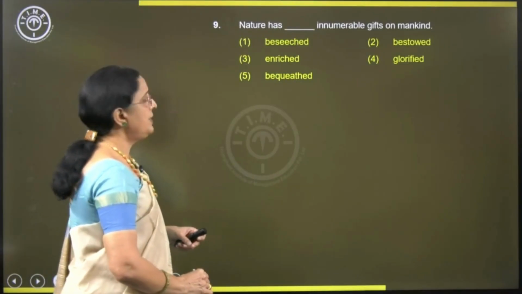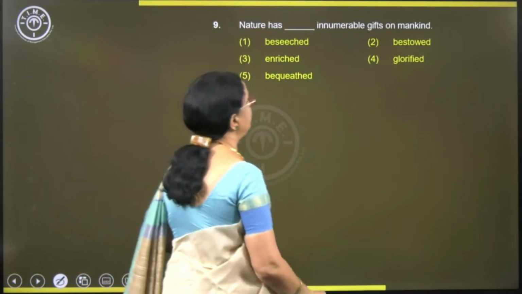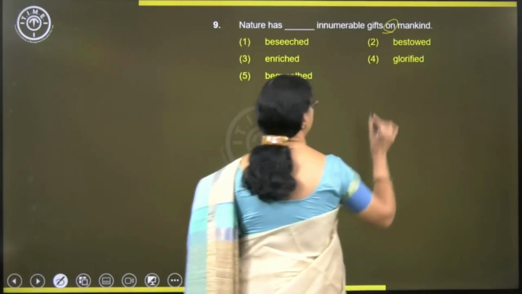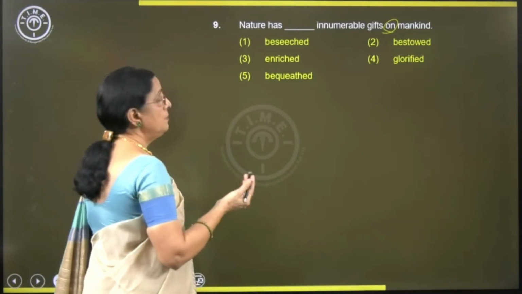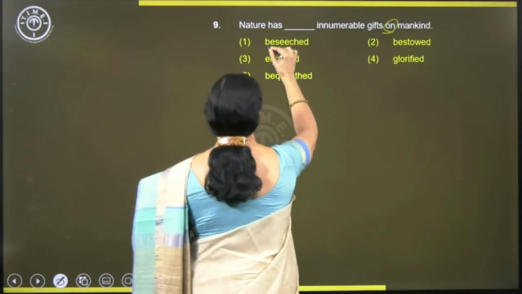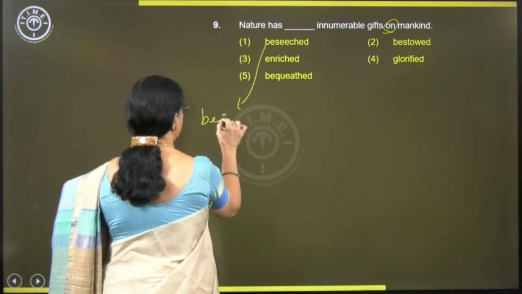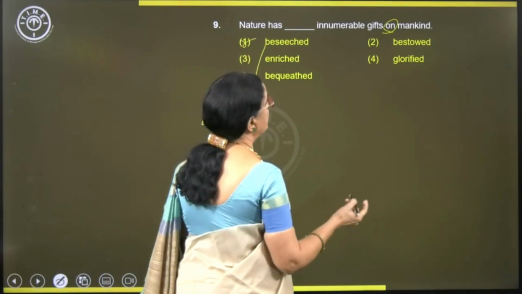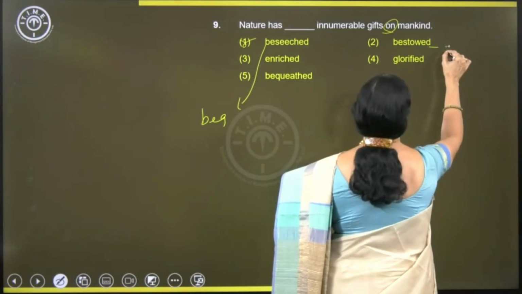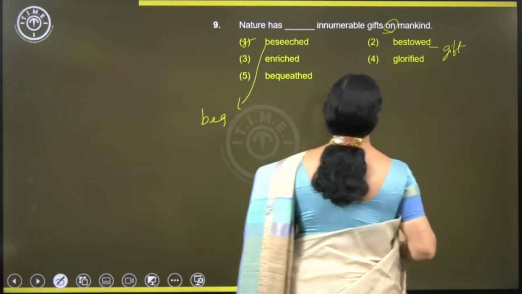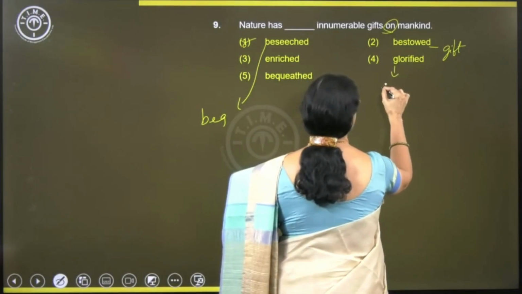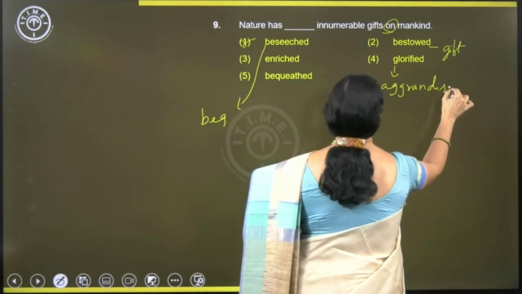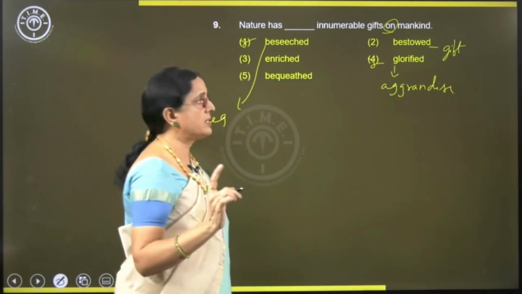Next one. Nature has dashed innumerable gifts on mankind. Alright. Nature gifts on mankind. That's also the clue. Now, beseeched. Beseeched is begged. Beseech is beg, or strong request. Right. Beg is not. Bestowed. Bestowed is gifted. Gift. Alright. Glorified is aggrandize, make something great. It's not about make something great, aggrandize, no.